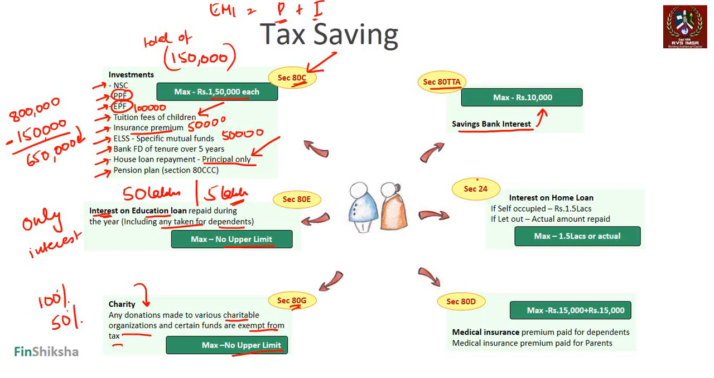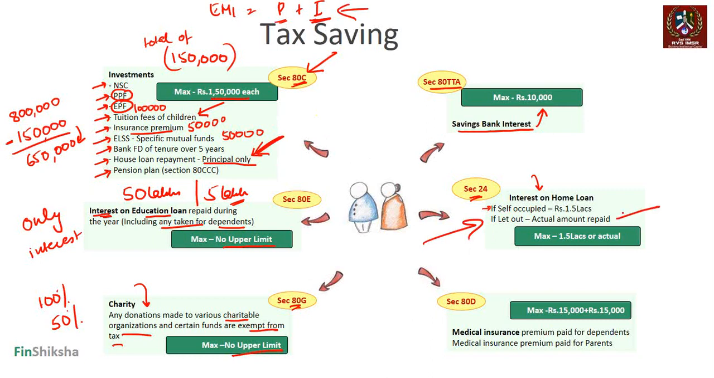Then there's something called section 24. We've already seen this, interest on home loan. Now we are talking about the interest component, not the principal. Principal comes here. Interest comes in section 24. If you are in a self-occupied home, up to 1.5 lakhs gets written off. That we had already seen in our discussion on income from house property.